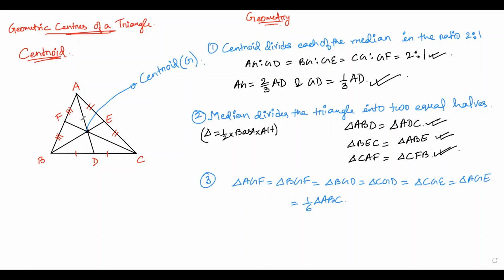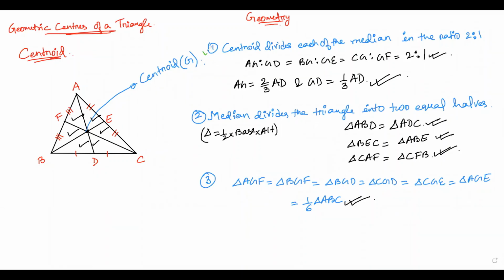Also, when the three medians of a triangle are drawn, the resulting 6 triangles are equal in area, and the area of each of these triangles is equal to 1/6 of the area of the original triangle. So for this triangle ABC, the resulting 6 triangles are AGF, BGF, BGD, GDC, EGC, and AGE. So the areas of all these triangles are equal, and the area of each is equal to 1/6 of the area of the original triangle ABC.